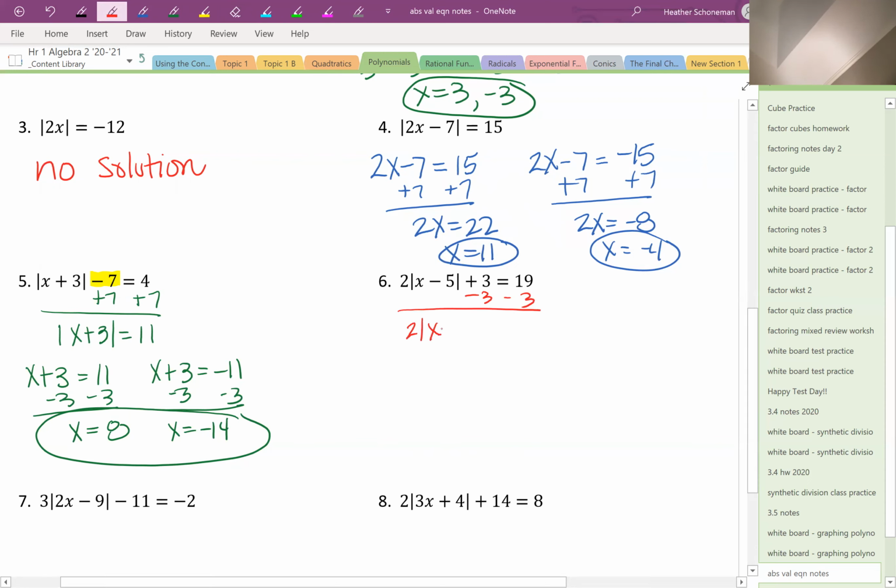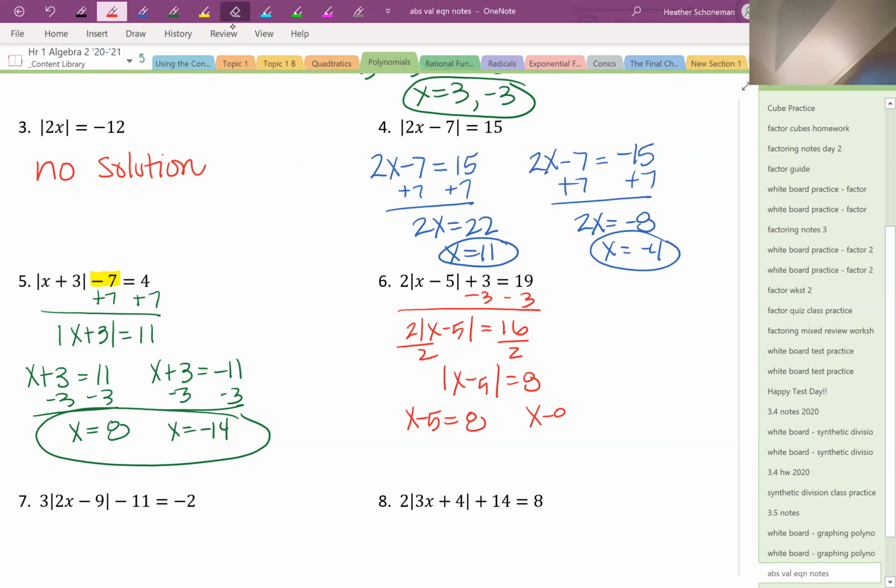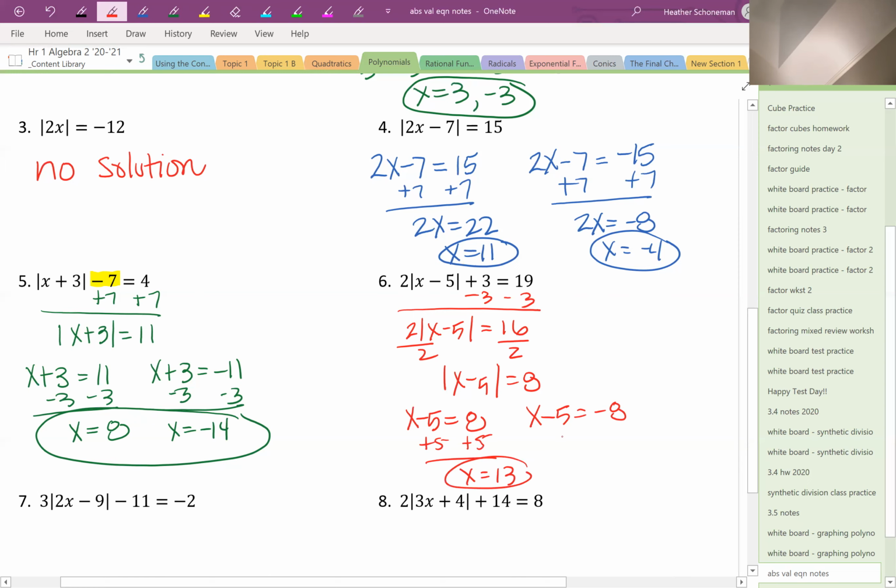So we get 2 times the absolute value of x minus 5 equals 16. Then we divide by 2, so the absolute value of x minus 5 equals 8. Now at this point, we can write our two equations. So x minus 5 equals positive 8, and x minus 5 equals negative 8. So over here, we're going to add 5, and we'll get x is 13. And over here, we're going to add 5, and we'll get x is negative 3.